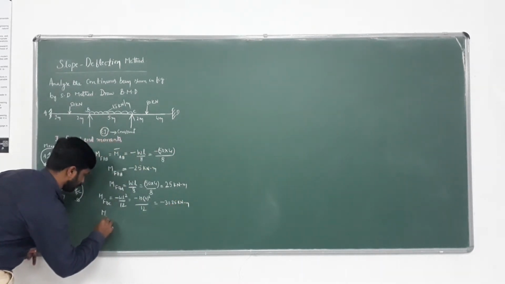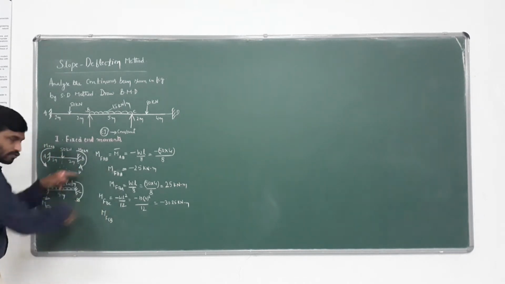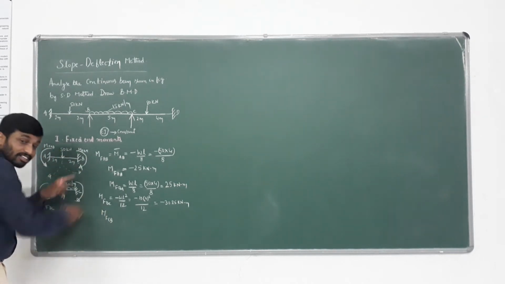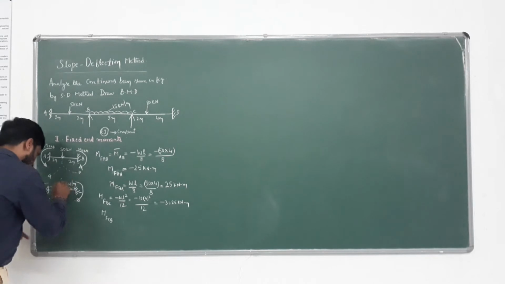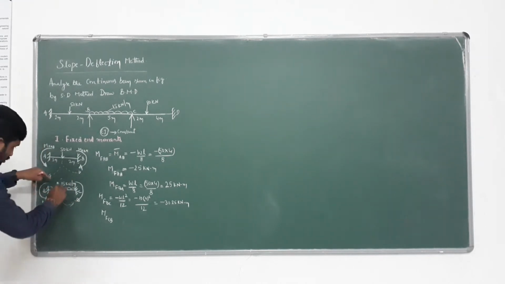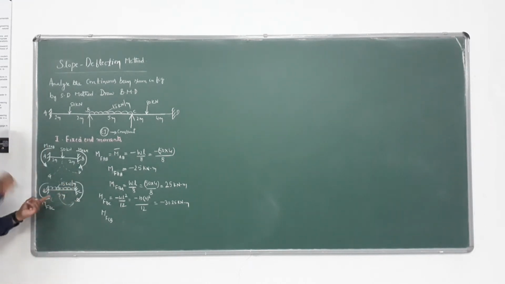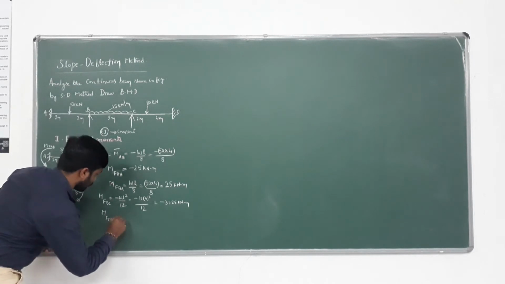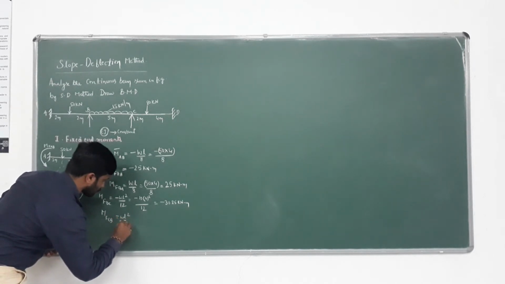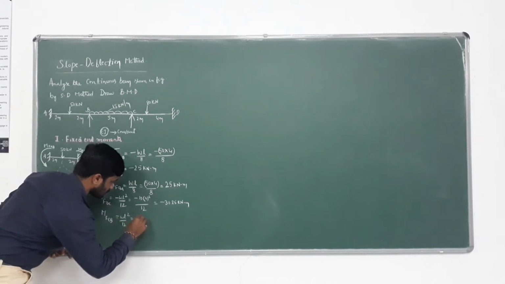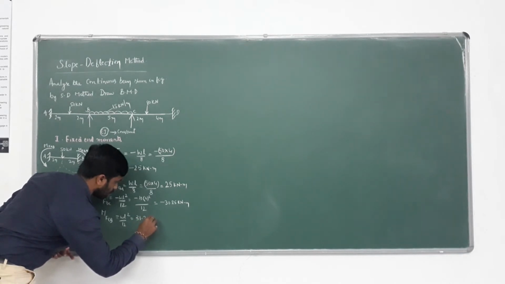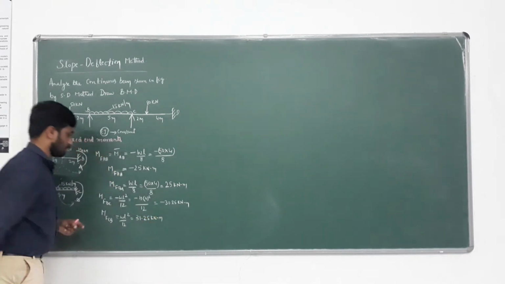Similarly, MFCB. Here the counterclockwise direction moment is positive, clockwise. Here this is moving in anti-clockwise, and here this is moving in clockwise. The reverse is anti-clockwise. So it will become WL square by 12. Hence this is 31.25 kilonewton meter.